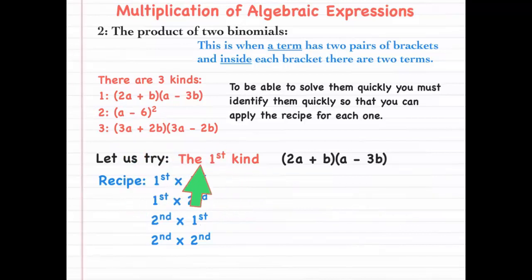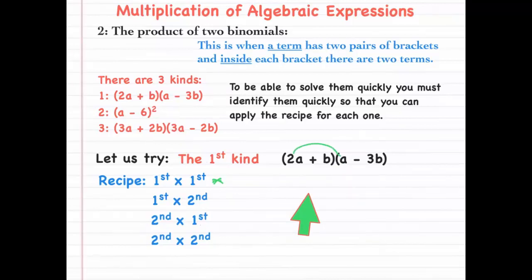Now let's try the first kind. Now we have 2a plus b, a minus 3b. Well, this is one term, and in this entire term we've got two pairs of brackets with two terms and two terms. It's a product of two binomials, and it's the first kind. So what's the recipe? We're going to take the first term in the first bracket and multiply it with the first term in the second bracket. I'm going to mark this one with green. We are going to multiply those two.